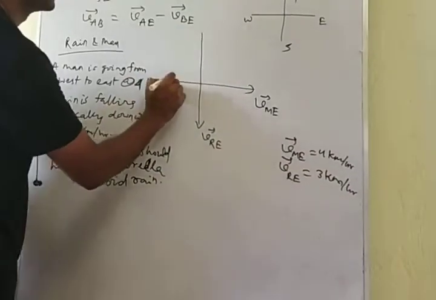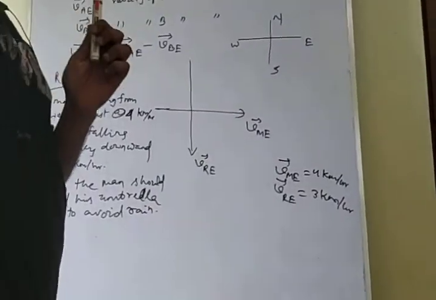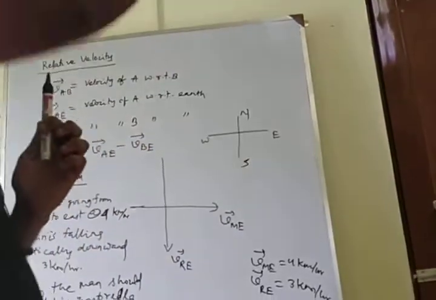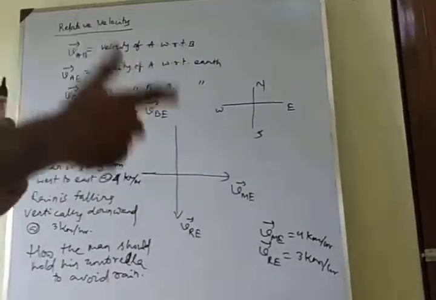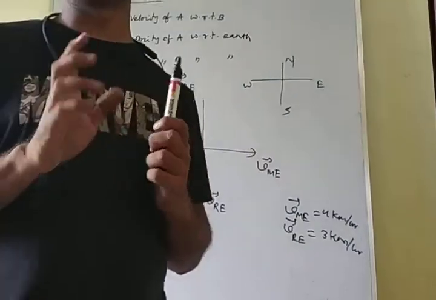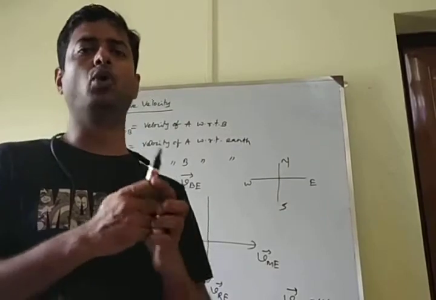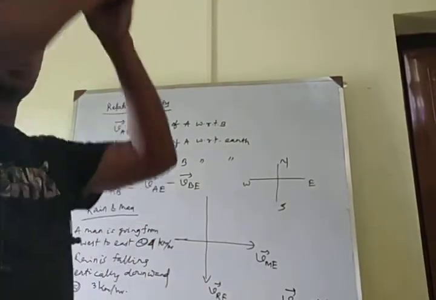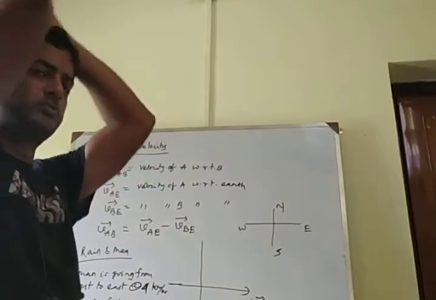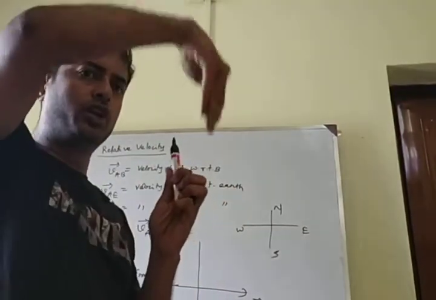Okay. So avoid rain means when the man is standing, rain is falling. When the man is walking, rain appears to fall a little bit in a slanting way. For example, if you have gone with your father on his bike holding an umbrella, you always used to show the umbrella towards the front side, not towards the back side, because when you are at rest, rain is falling vertically.